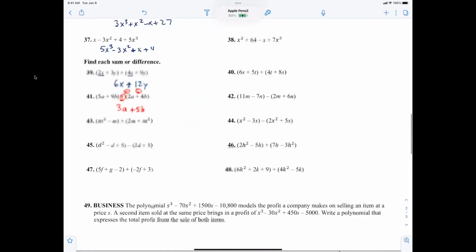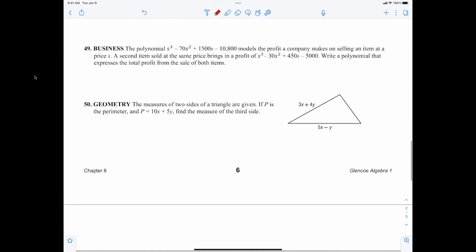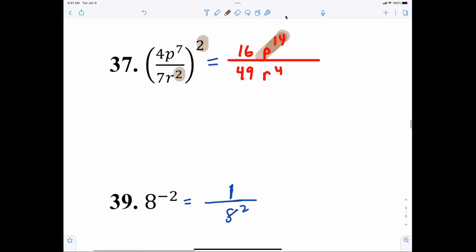Voila. All right, guys, finish up the evens for homework. Evens for homework. Yes, evens. Any questions?